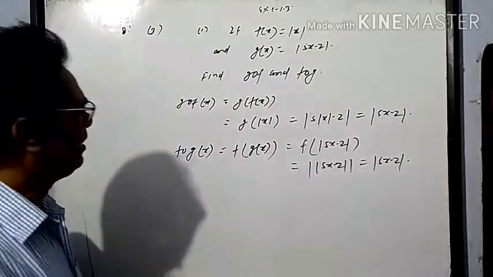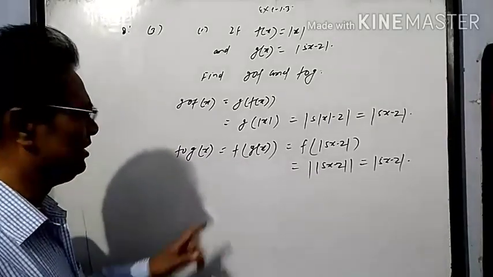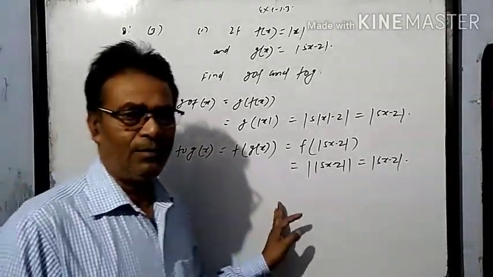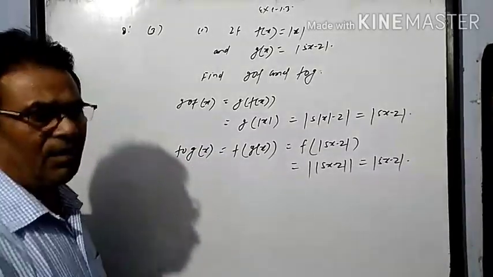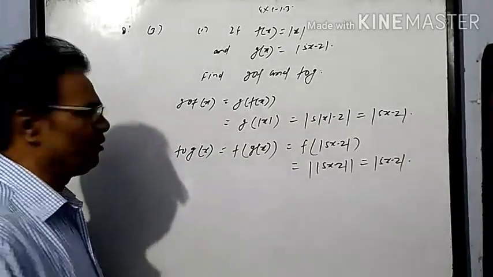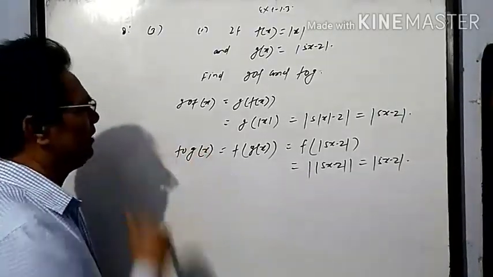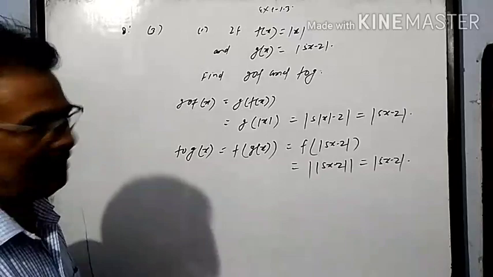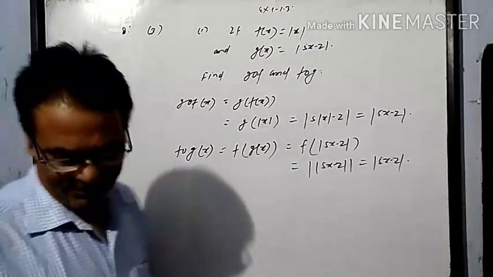In this problem, the composite function of f and g and the composite function of g and f are equal, but in general, composite functions of two functions are not commutative. That means the composite function of f and g and the composite function of g and f are not equal.